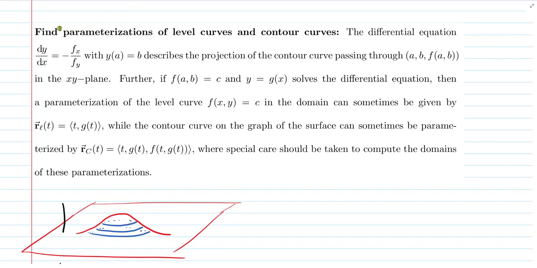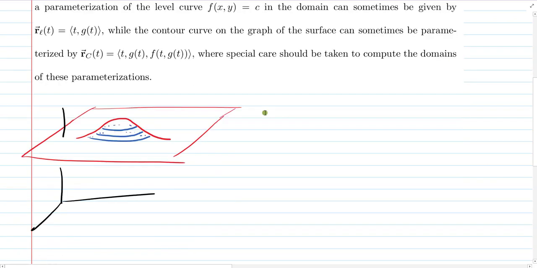Howdy folks. In this video I want to talk about the parameterizations of level curves and contour curves. If you read through this statement, what we give is a differential equation along with an initial condition, where if you solve this differential equation, you'll be able to parameterize both level curves and contour lines based on the solution G to that differential equation. So let me show you how this works.